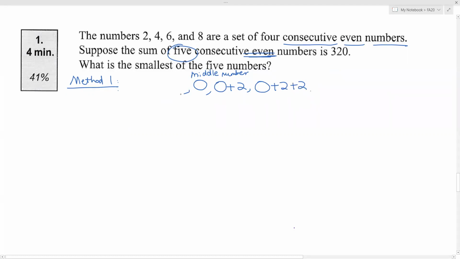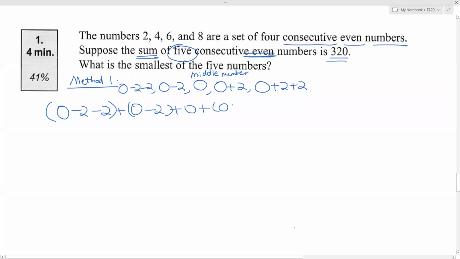But now I look back, what is the number before this middle number? That should be this number -2. Then so on and so forth. The very front number in the sequence should be circle -2 -2. And she said, now the question said the sum of all of them is 320. So she added all of them together. She put parentheses. She said, I want to add all of them together.